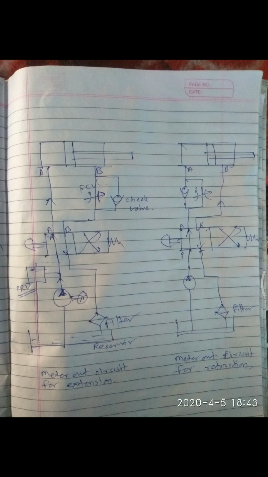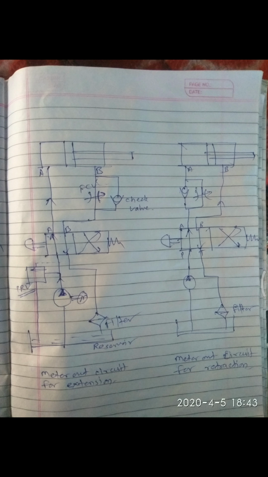Okay, and now in the reverse stroke, see the left hand side diagram only. Now here we can switch to position number 2. In position number 2, P is connected to the B side. The flow is occurring through the check valve, so there is a faster retraction stroke, and whatever the fluid which is present on the A side is given to the tank through a filter. Okay, so this is the meter out circuit for the extension.